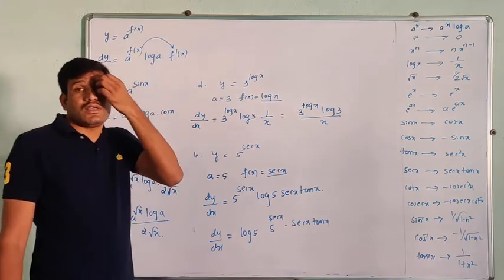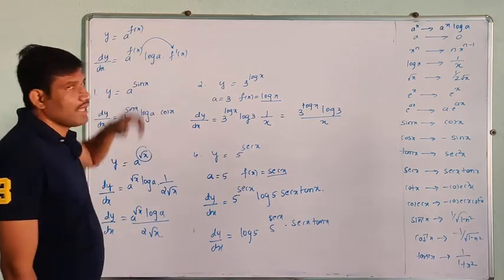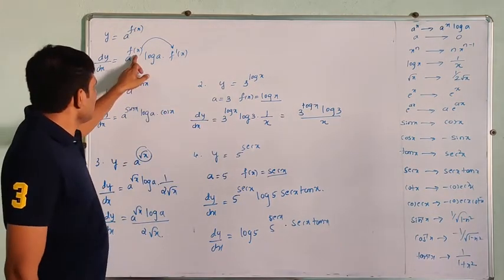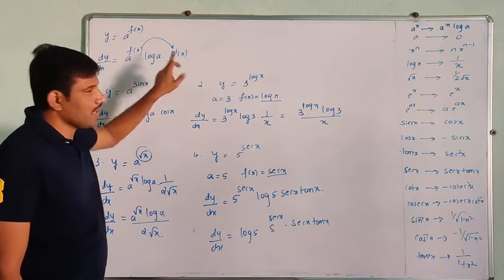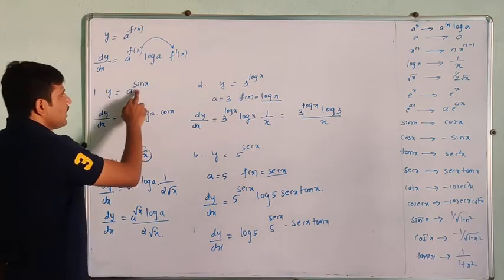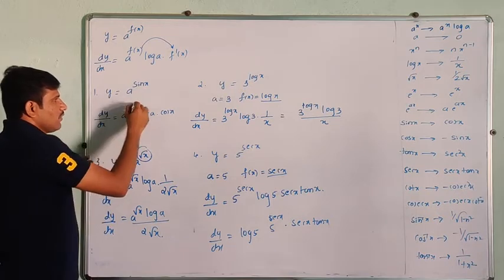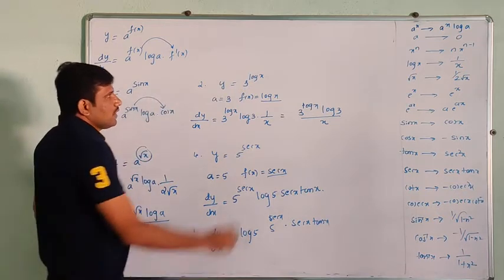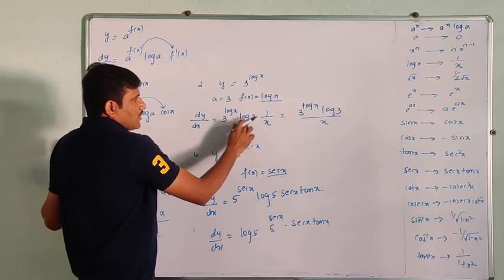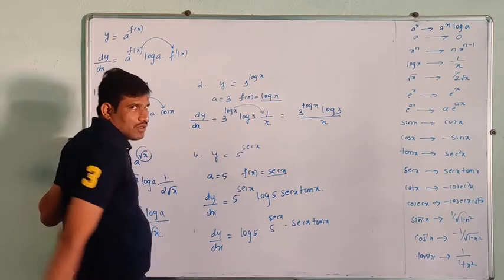Is it clear, friends? When we have a function of the form a raised to f of x, its derivative is a raised to f of x into log a into f dash of x. A raised to sin x, a raised to sin x into log a, derivative of sin x is cos x. A raised to log x, a raised to log x into log a, derivative of log x is 1 by x.